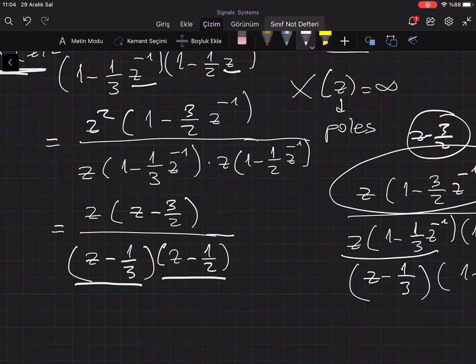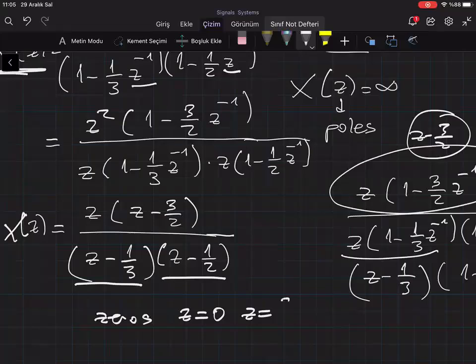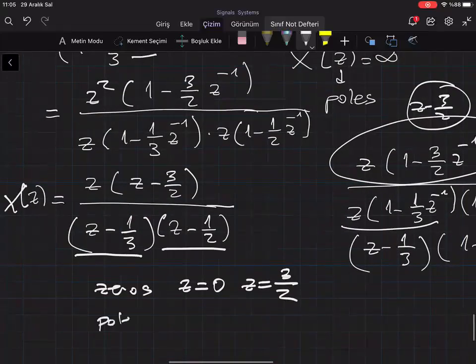Do we understand? So what are the zeros of this x of z? z equals 0 and z equals 3 over 2. How about poles? Poles will be 1 over 3 and 1 over 2.